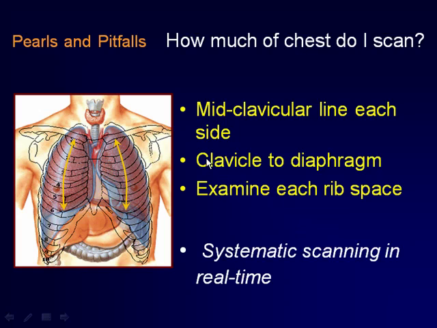So, how much of the chest should be scanned? The essential answer to that is the midclavicular line on each side of the chest from right immediately inferior to the clavicle down to the diaphragm. The scanning should be systematic and thorough as usual, and this is obviously a real-time test requiring real-time interpretation of the moving grayscale images, although there is a technique for recording this and identifying it using M mode, which we'll discuss in a moment.